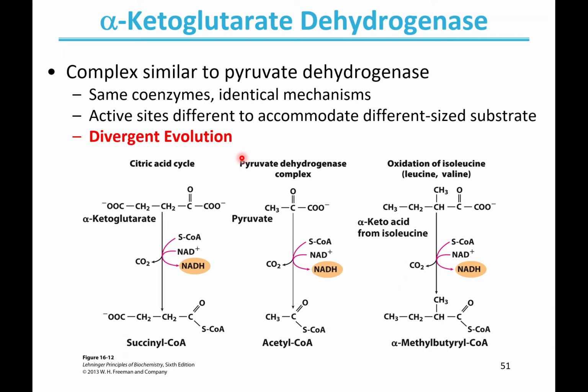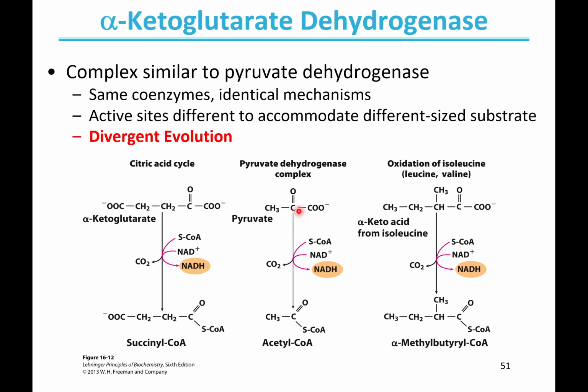These different complexes that are specific for different substrates are an example of divergent evolution. So they use the same coenzymes, identical mechanisms. Their structures are very similar. The only difference is you have active sites that are different to accommodate different shaped and sized substrates. Okay, so in the citric acid cycle, you have the enzyme system with the active site specific for alpha-ketoglutarate. Pyruvate dehydrogenase is specific for pyruvate.